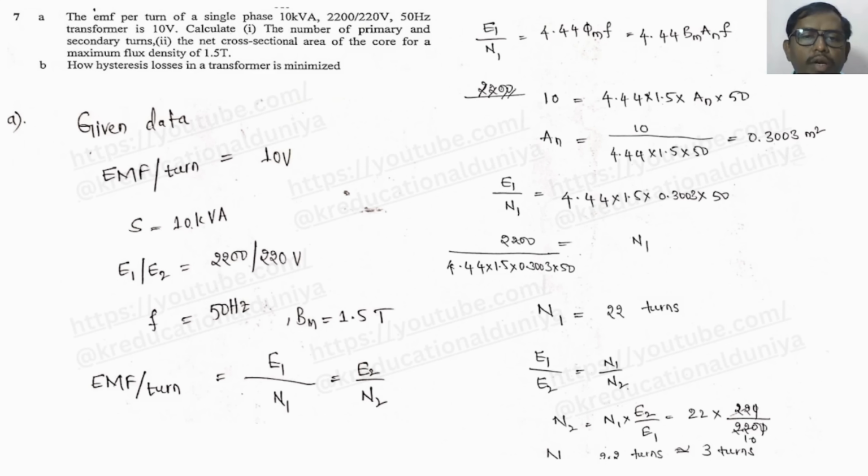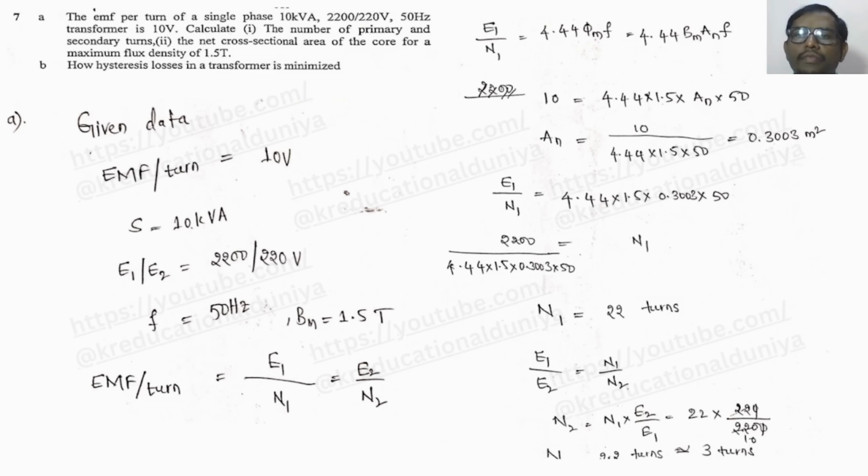So EMF per turn equal to E1 by N1 or E2 by N2. That is, E1 means total number of turns voltage by total number of turns. So total number of turns voltage by total number of turns, if you cancel, you are going to get each turn voltage, in primary or secondary. So E1 by N1 is equal to E2 by N2. So E1 by N1 equal to general formula is 4.44 F phi m, right? So E1 by N1 equal to 4.44 F phi m.